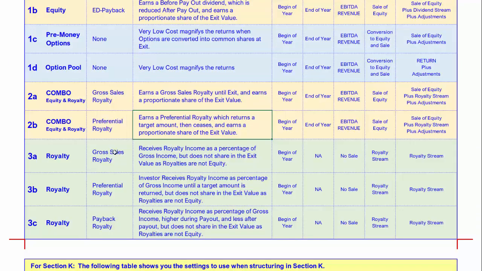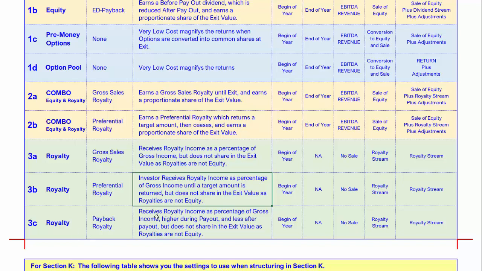Now, we do royalties. A gross sales royalty. You know what that already is. Income is a percentage of the gross income, but does not share in the exit value as royalties are not equity. Remember that. If you own a royalty, you get no points of that big takeout exit value. A preferential royalty. Well, investor receives royalty income as a percentage of gross income until the target amount is reached, but it does not share in the equity value.